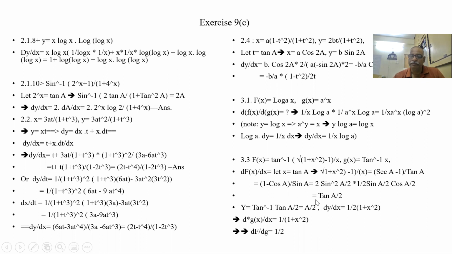Now, f(x) is tan inverse of root of 1 plus x square by x, and g(x) is tan inverse x. Okay, so first df(x) by dx. Let x is equal to tan theta. So 1 plus tan square is secant square theta, secant theta minus 1 by tan theta. Earlier we have done this. This is tan a by 2. So this becomes tan inverse tan a by 2, that is a by 2. So dy by dx is 1 by 2 into 1 plus x square. This is also 1 by 1 plus x square, the differentiation of tan inverse x. They get cancelled. Answer is half.